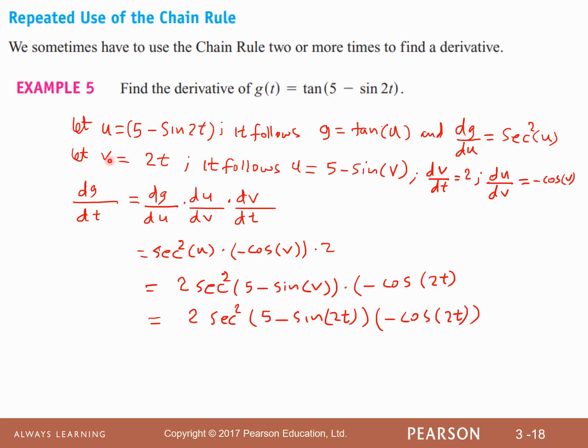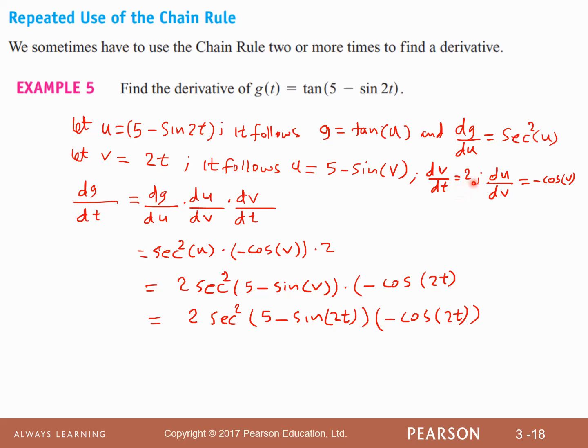The second assumption is that we will let v equal to 2t. If that's the case, then it follows that u equal to 5 minus sine of v, instead of 2t. If we do so, then we can take the derivative dv by dt, and here is v as a function of t. So dv by dt is equal to 2. If we did the derivative of the left and the right, we'll get 2.